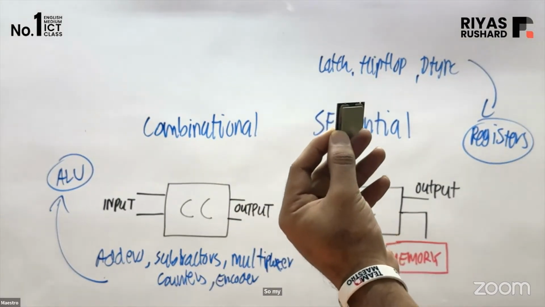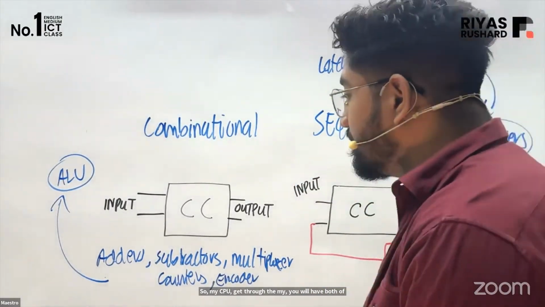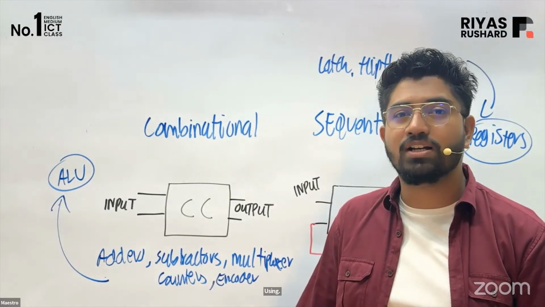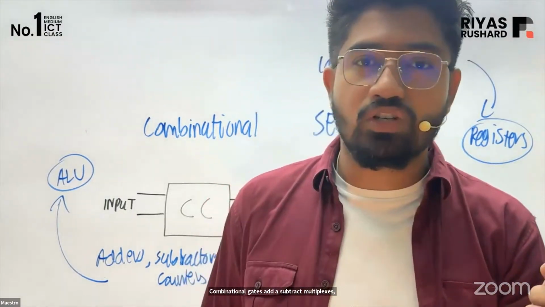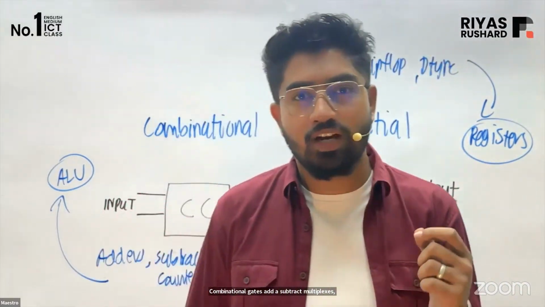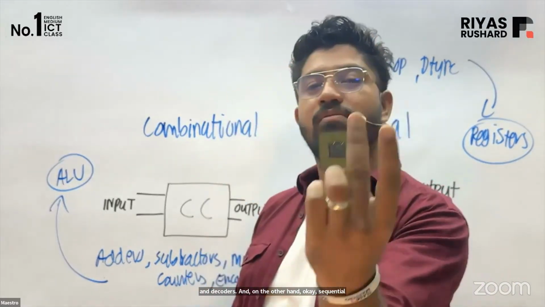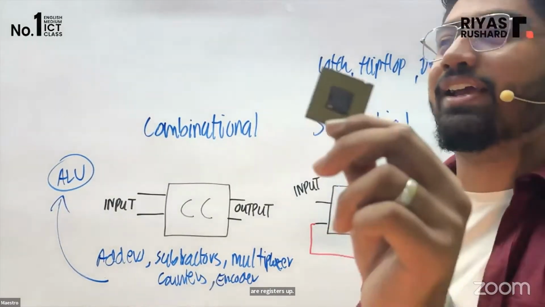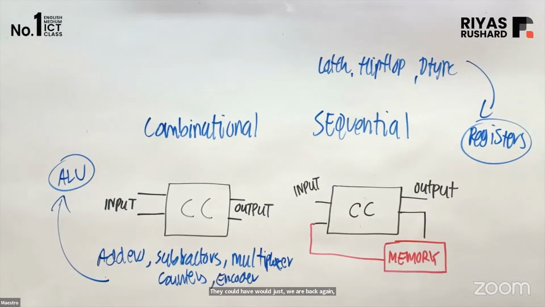So the ALU is built using combinational gates: adders, subtractors, multiplexers, encoders, and decoders. On the other hand, sequential circuits are memory circuits which can hold data, and registers are made of those. Can we have a thumbs up if you got an overall idea?